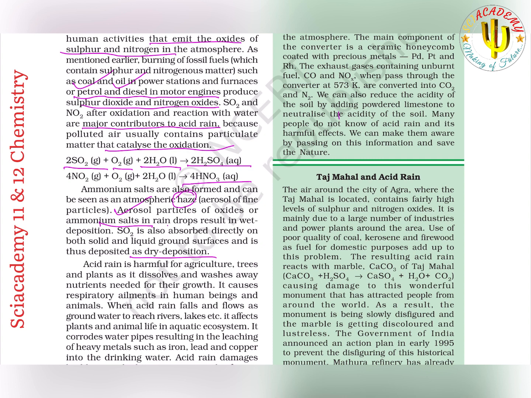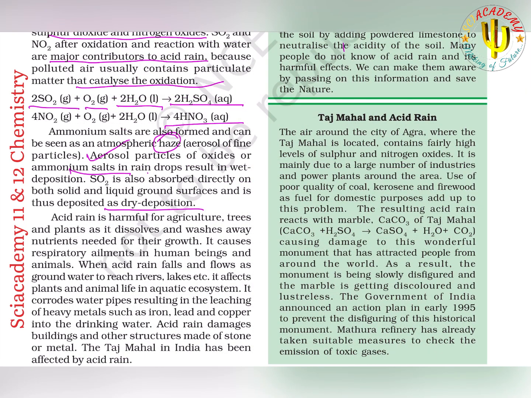Acid rain is harmful for agriculture, trees, and plants as it dissolves and washes away nutrients needed for their growth. It causes respiratory ailments in human beings and animals. When acid rain falls and flows as groundwater to reach rivers, lakes, etc., it affects plants and animal life in the aquatic ecosystem.